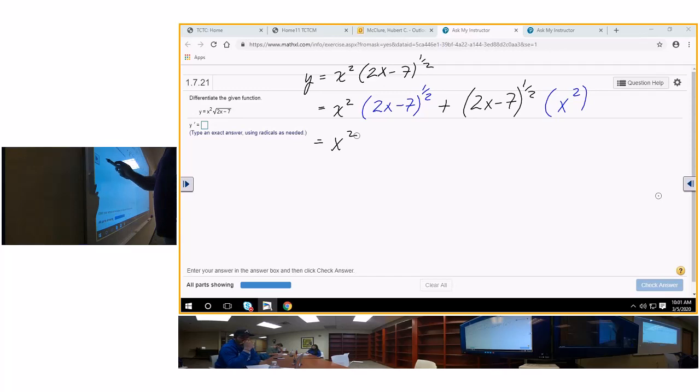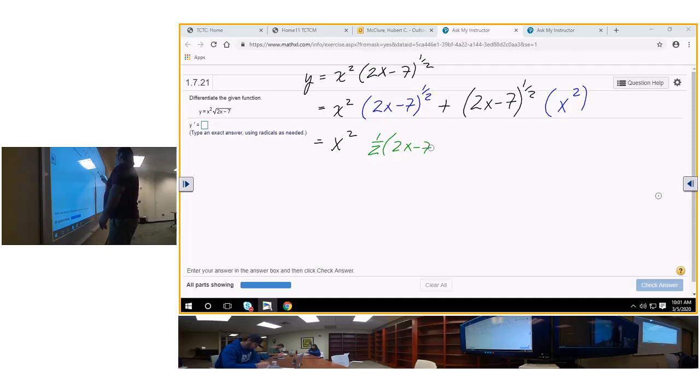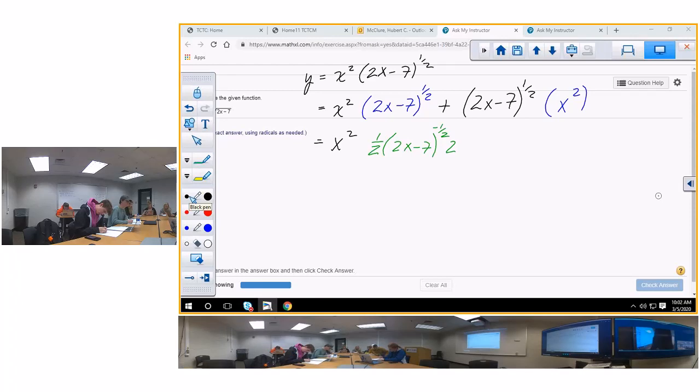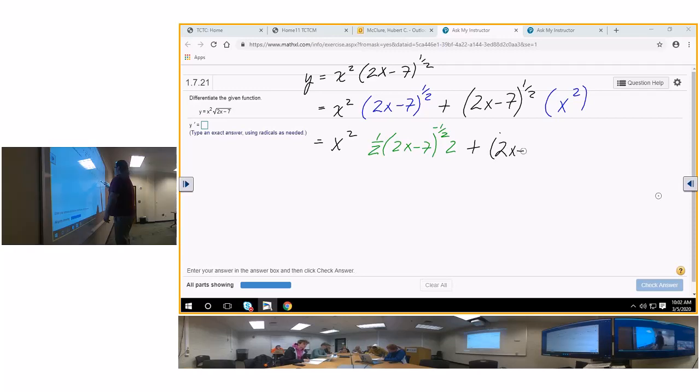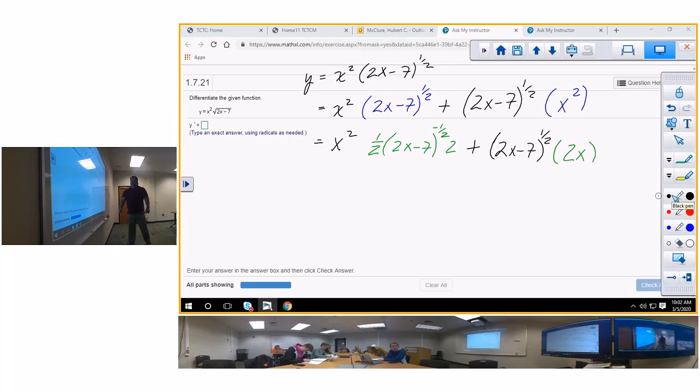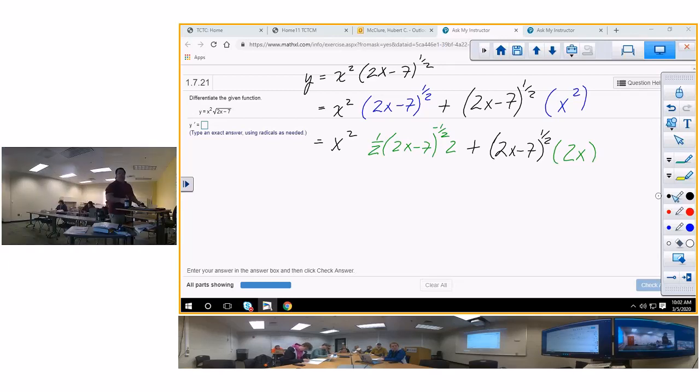X squared, 1/2, 2x minus 7 to the what? Negative 1/2. And the derivative of 2 inside. Plus 2x minus 7 to the 1/2. Derivative of x squared is 2x. All right, do some canceling and combining, and you should be able to get something that's workable.